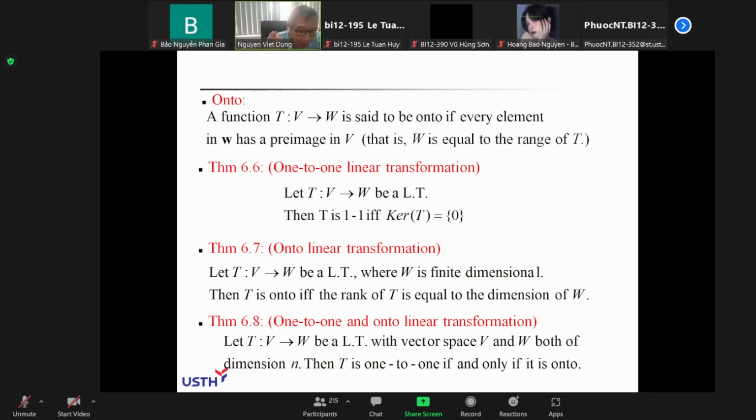It means that in that case, if T is one-to-one, we know we can imply that T is onto. And if we know T is onto, it implies that T is one-to-one. That happens only in the case domain and codomain are of the same size, and T is a linear transformation. That is.